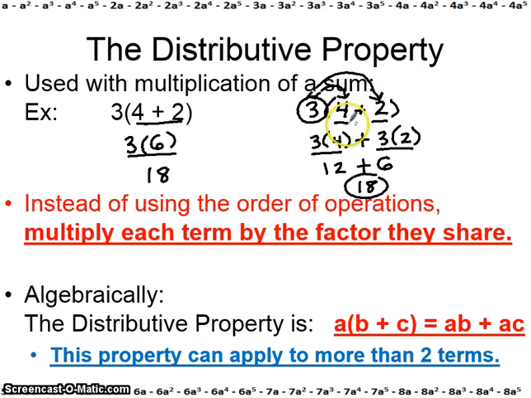But when we have an algebraic expression, the distributive property is our only option, since these will not be like terms. So algebraically, this is how you can represent the distributive property. If you have a number times the sum of 2 other numbers, then it's equal to the factor times the first term plus the factor times the second term. And this property can apply to more than 2 terms, but in general you would just have to give that factor to each term inside.